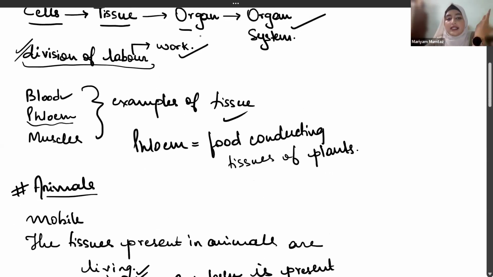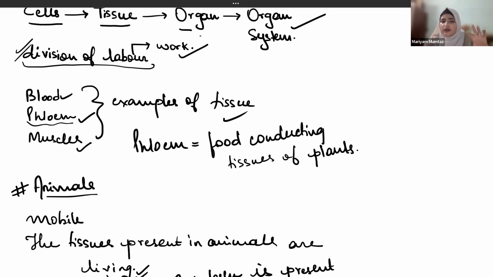Now, let us see some examples of tissues. So, blood, the phloem, the muscles, all of these are different tissues. Even blood is a tissue. It is a fluid tissue, meaning it is in a liquid state. Then there is phloem. Phloem, do you know phloem and xylem?